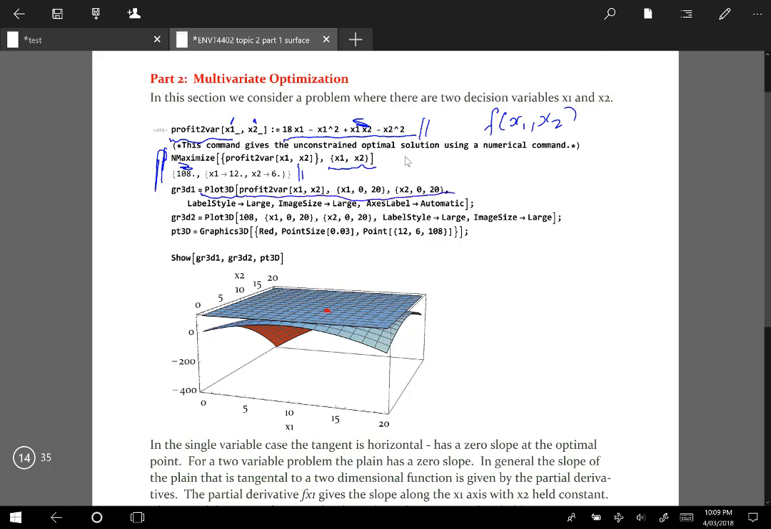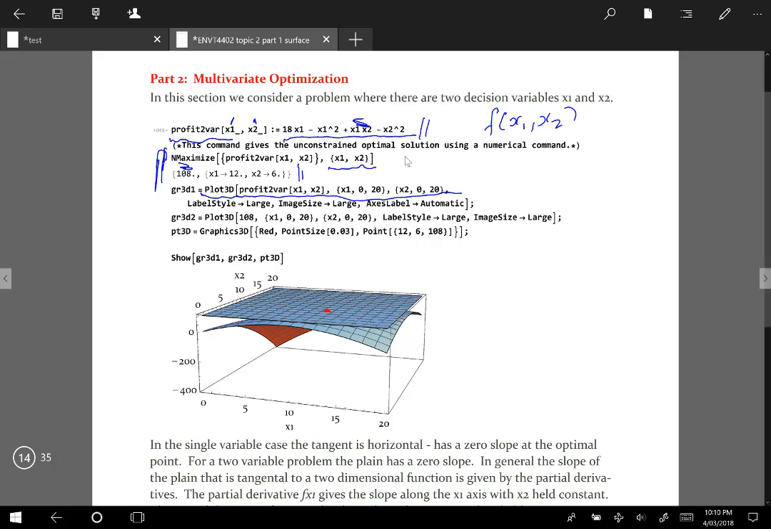so what we have to do is use a command called Plot3D. Plug the function in there, say that we want the values of x1 and x2 to go from 0 to 20. Then put in some stuff about the formatting of labels.